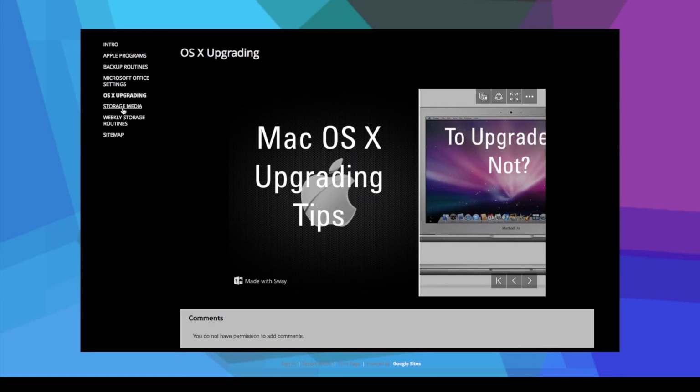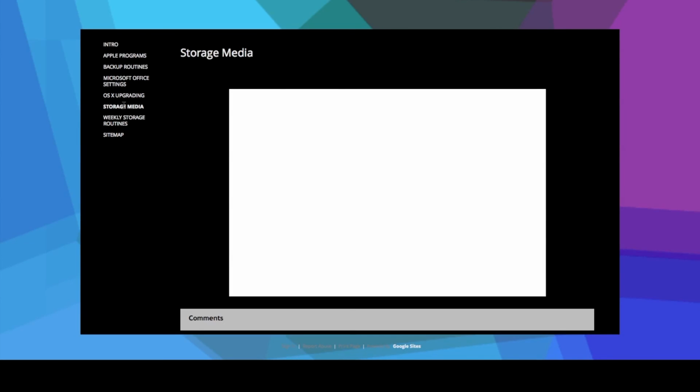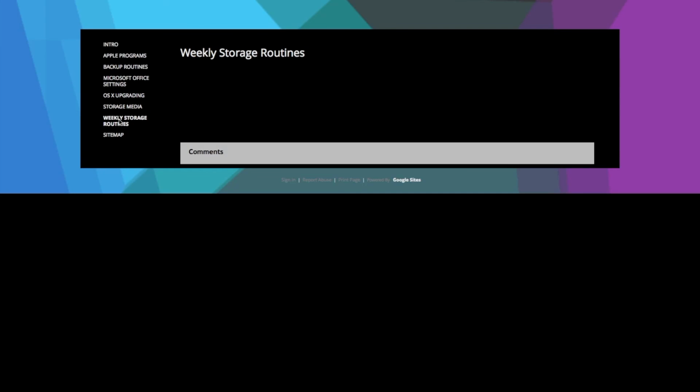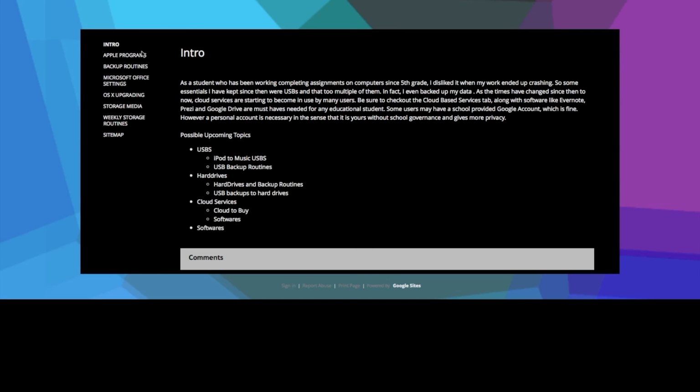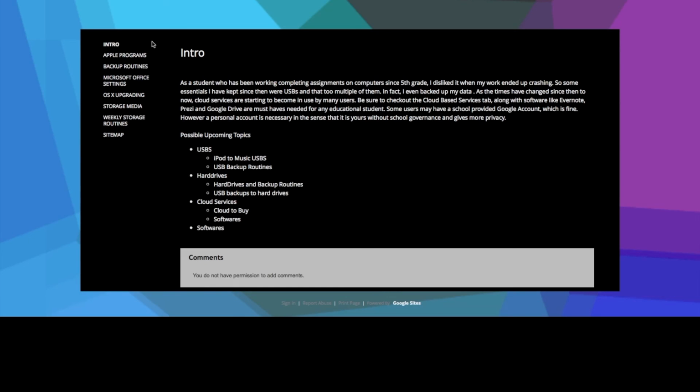There are going to be some storage media things I will talk about that is upcoming, and weekly storage routines that I will be writing about as well. So this is Lifecore Digital, and the goal of it is all about data preservation. It's just targeted towards data preservation. So this is Lifecore Digital.